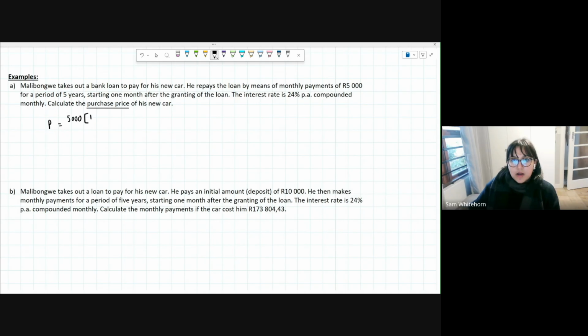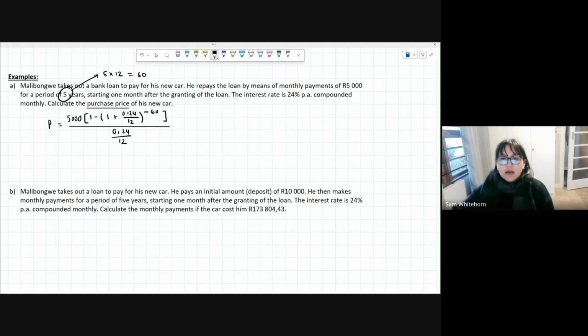Right, 5,000, 1 minus 1 plus our i, which is 24%, which is quite high. Unfortunately, loans do have relatively high interest rates, compounded monthly. And now remember, it's a negative. It is for a 5-year period every month, which means that we are going to have to make 60 payments over that period. So it's the power negative 60, all over our i value, 24% compounded monthly.